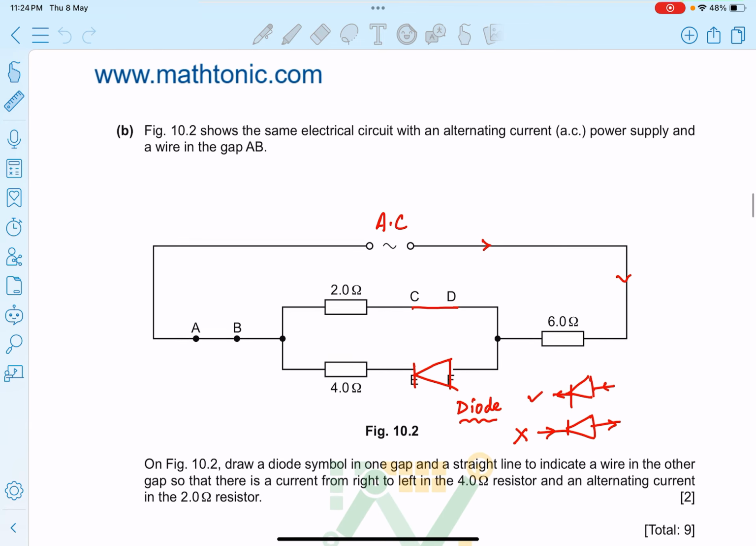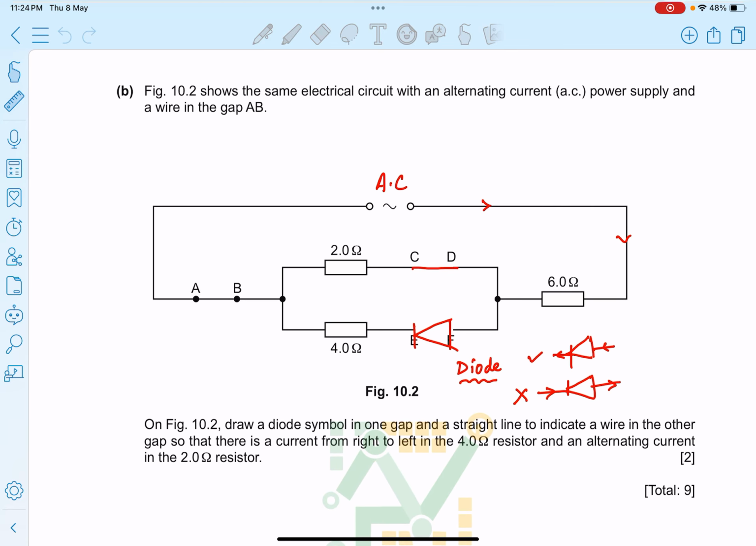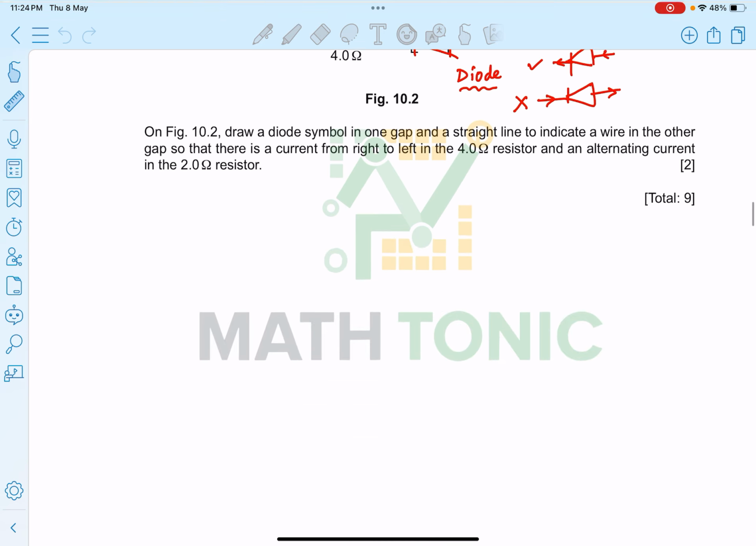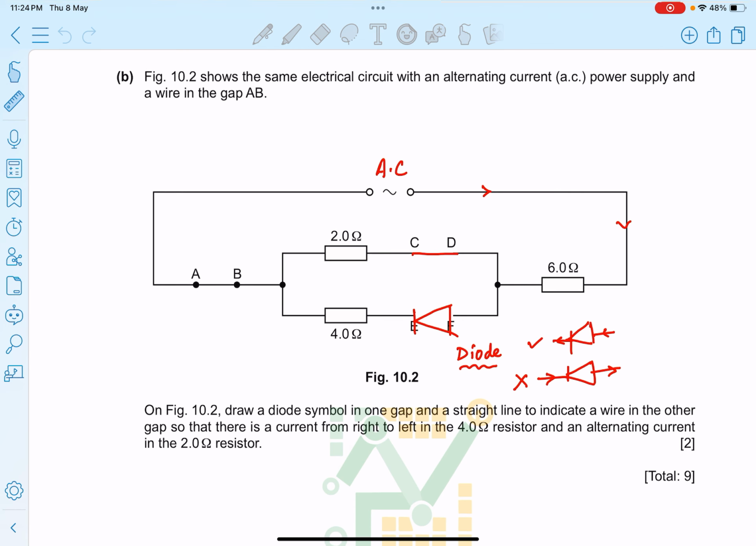Okay, next part. Figure 10.2 shows the same electrical circuit with an alternating current power supply where a gap AB is given. Okay, so you can see here this gap AB is given, right? Draw the diode symbol in one gap, and a straight line to indicate wire in the other gap. The current is from right to left in the 4 ohm resistor, and alternating current in the 2 ohm resistor. Basically it is saying that the current is flowing this way and here it is given alternating current. Okay, so we need to join CD by wire, and in EF I need to put the diode.